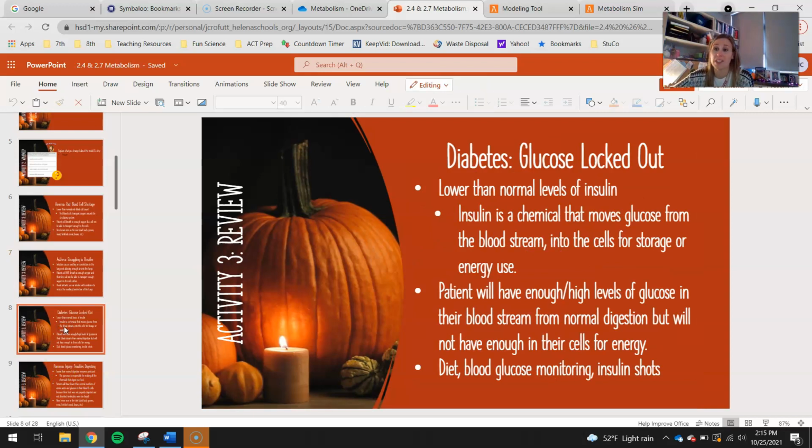So these next two both deal with our digestive system and the amount of glucose that gets into our cells. So diabetes, again, this is probably one of the more common ones, but maybe you guys don't know as much about diabetes as you think you do. So this one's called diabetes glucose locked out.